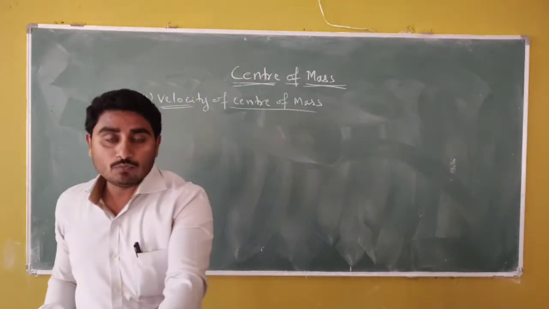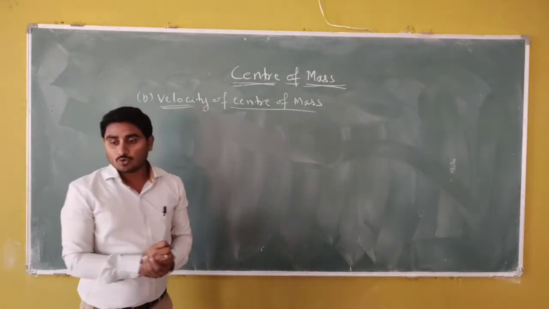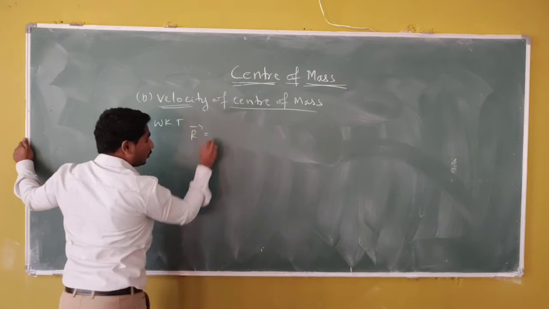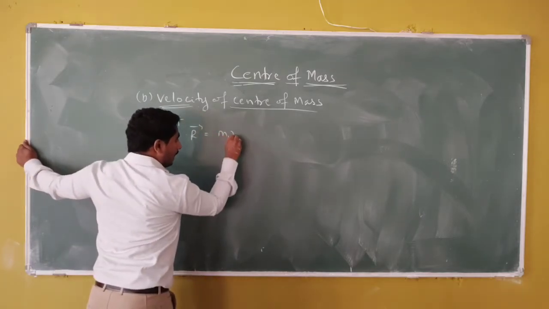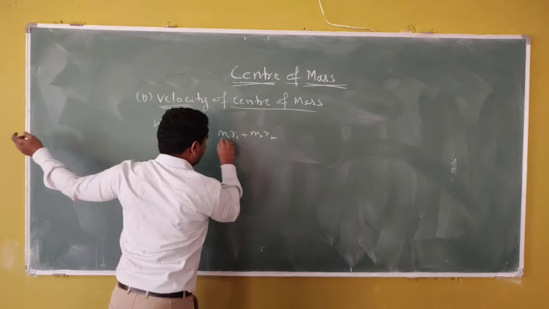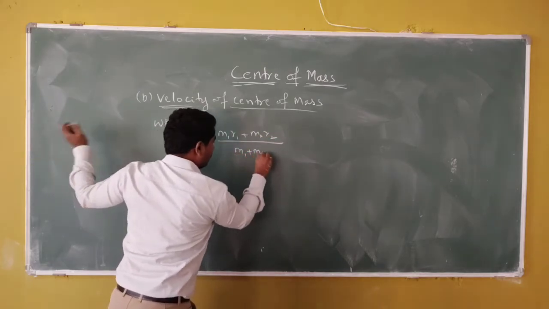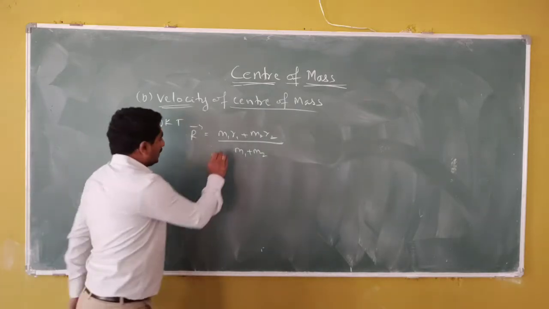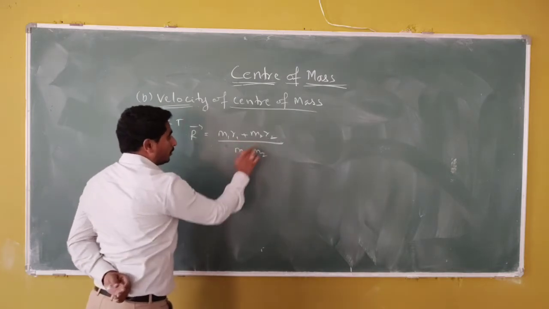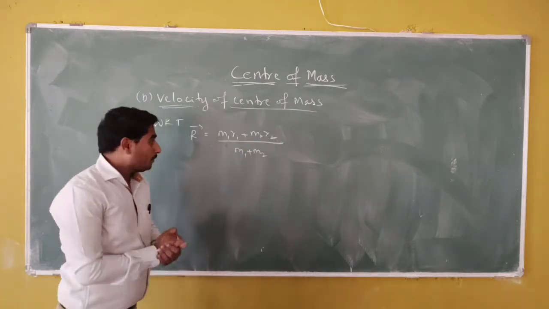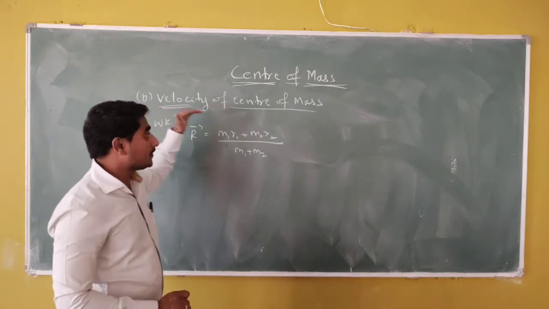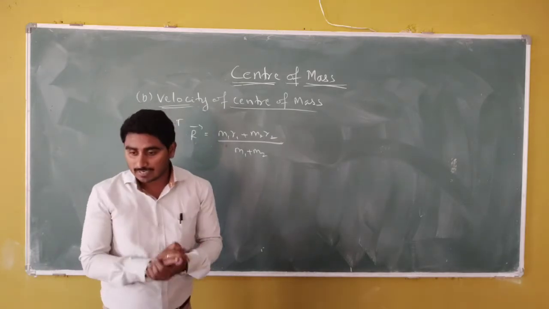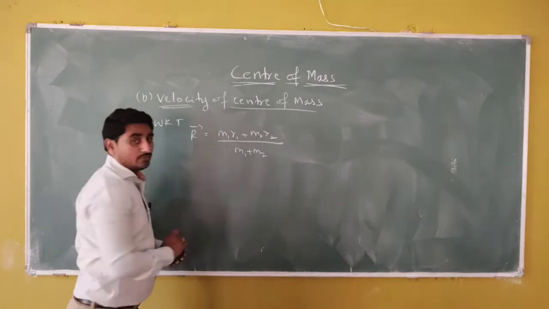Next one is the velocity of center of mass, and we already know the position vector r is equal to m1 r1 plus m2 r2 whole divided by m1 plus m2. From the previous relation I have taken this one, considering only a two particle system. This is the position vector of the center of mass, and now I actually want the velocity of the center of mass. So differentiate this equation with respect to time.